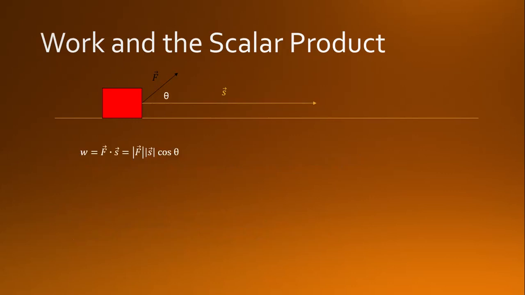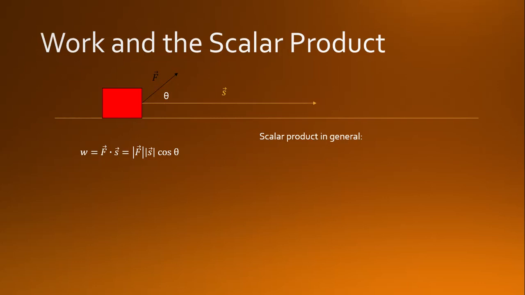If we look at the dot product or the scalar product, one way that we can calculate its value is by knowing the magnitudes of the two vectors and the angle between them. It's worth pointing out that with the cross product, you can also calculate the magnitude by knowing the magnitudes of the two vectors and the angle between them. In this case, magnitude of force times magnitude of displacement times cosine of theta equals the work done.